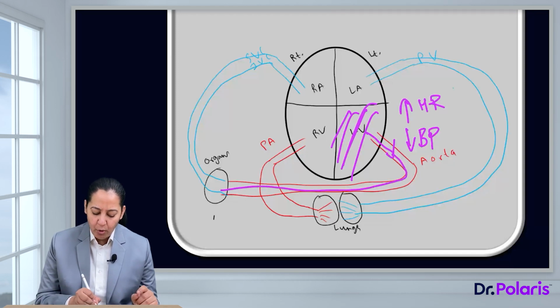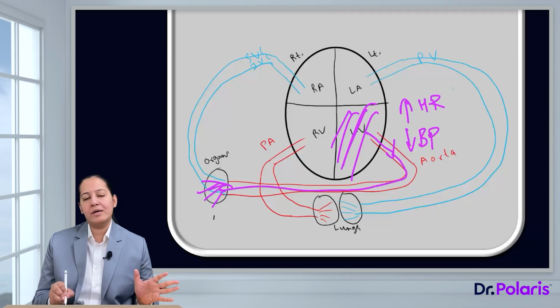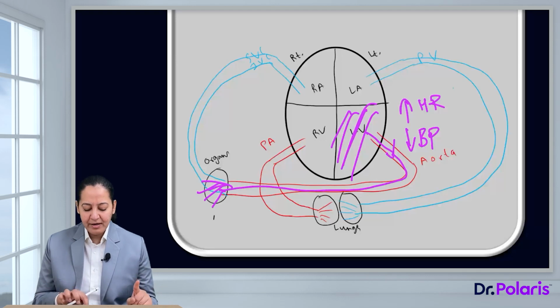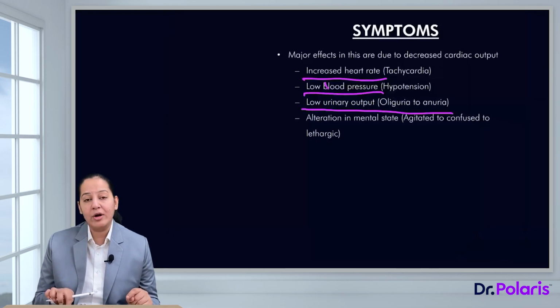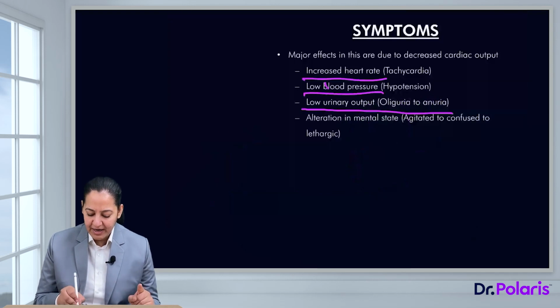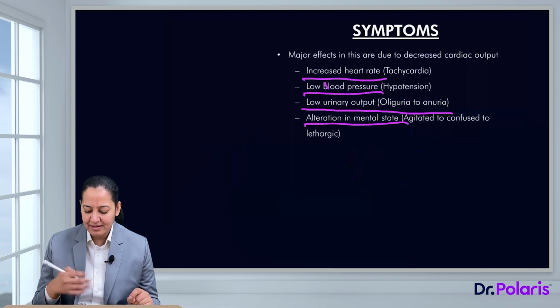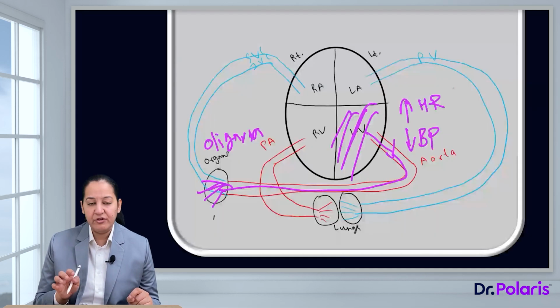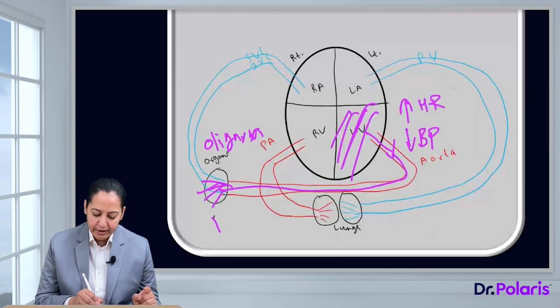Now less blood is going to the kidney and all organs. The kidney is one of the organs. Less blood going to the kidney will cause oliguria. So in the kidney there is oliguria, and less blood will go to the brain. In the brain it will lead to altered mental status, that is agitation, confusion or lethargy. So less blood is going to the brain also.